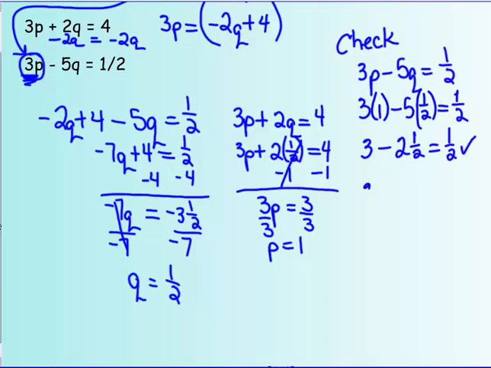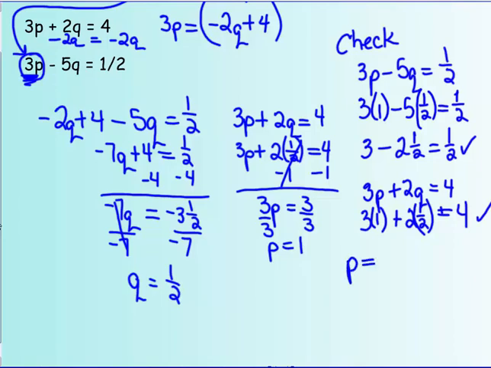Just to be sure, I should check the first equation, 3p's plus 2q's equals 4. Well, p is 1, q is a half. Does it equal 4? 3 times 1 is 3, 2 times a half is 1, so 3 plus 1 is 4. Yes, it does work in the first equation. So p equals 1 and q equals 1/2 is the solution to this system of equations. P equals 1 and q equals 1/2.